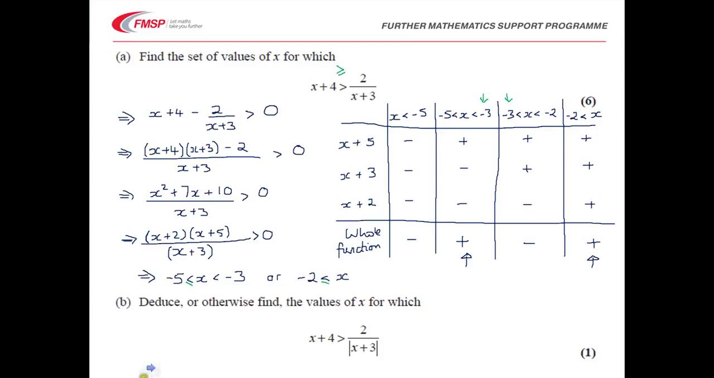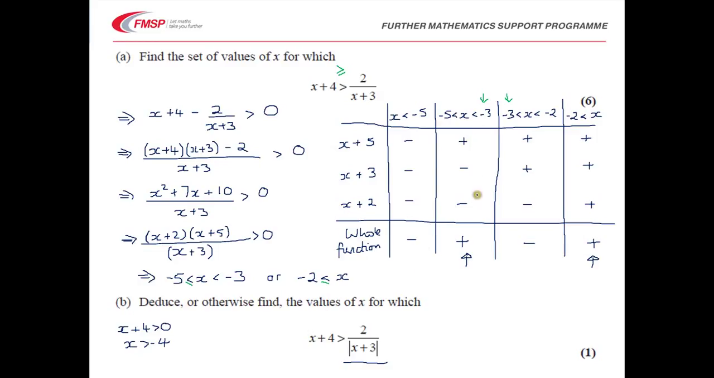And now let's have a look at the second part of the question. The first thing to note is that if we're looking at the modulus of x plus 3, then the right-hand side of this inequality is always positive. So we know that x plus 4 has to be greater than 0, and therefore that x must be greater than minus 4. So we're not looking at the first column in our table from part A at all.